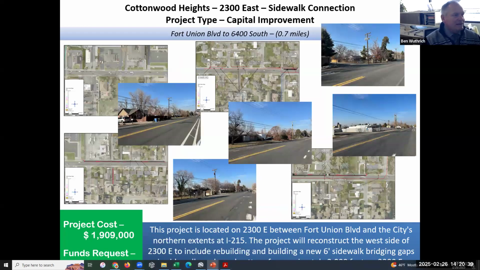So the first request is a project in Cottonwood Heights. This is on 2300 East. This is a sidewalk connection between Fort Union Boulevard and 6400 South, about 7/10 of a mile. It'll reconstruct on the west side of 2300 East. Project estimated cost is 1.9 plus million. The funds being requested is 1.7 plus million.